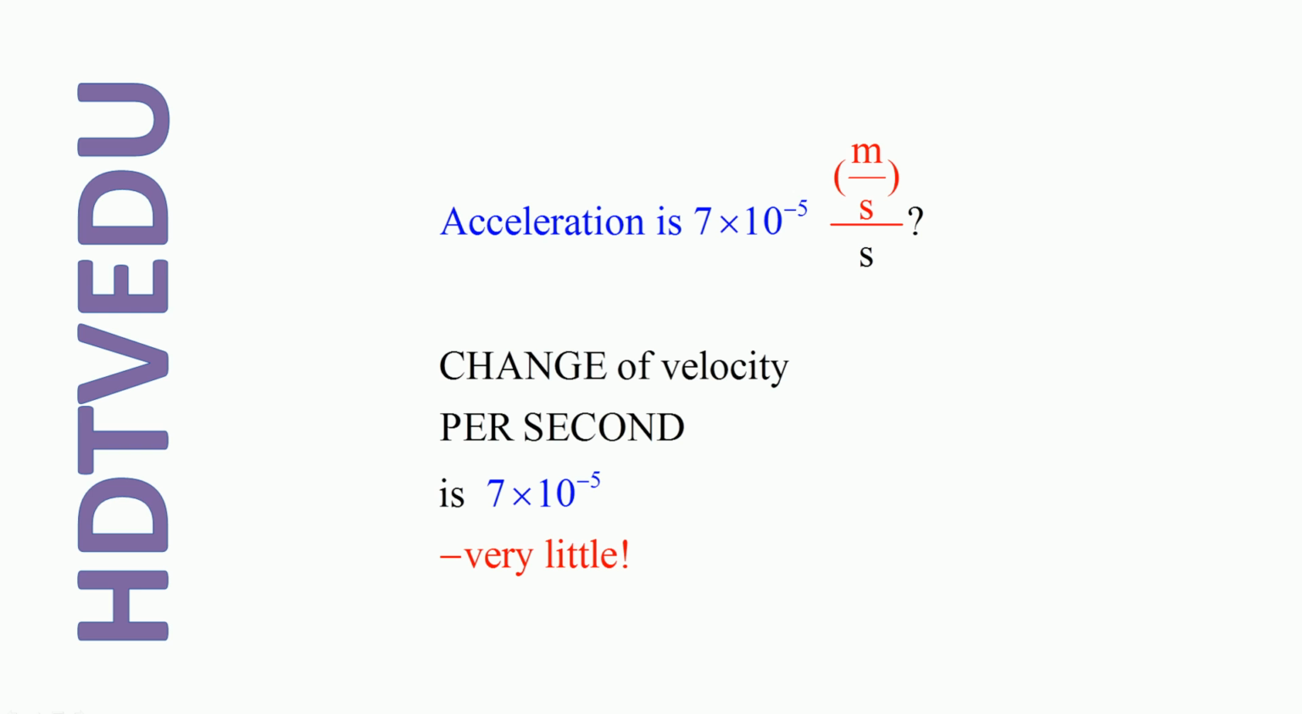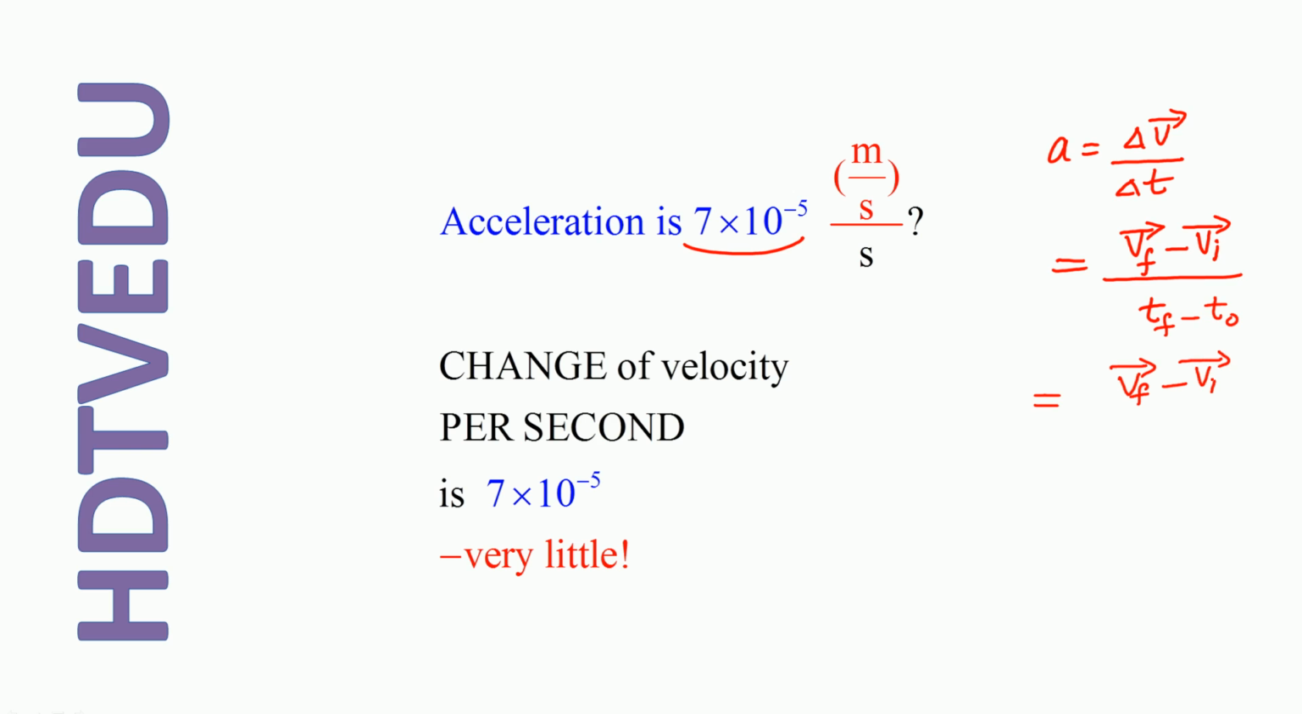So what does it mean to say that acceleration is 7 times 10 to the power of negative 5 meters per second per second? By definition, acceleration is change of velocity divided by time. Change of velocity is final velocity minus initial velocity, divided by t final minus t initial. Let's assume t final is t, the time it takes to reach the final velocity vf. And usually we start from 0, so we have t minus 0.